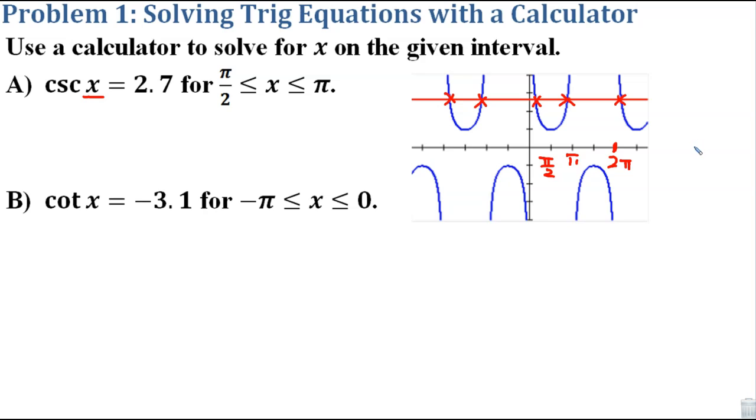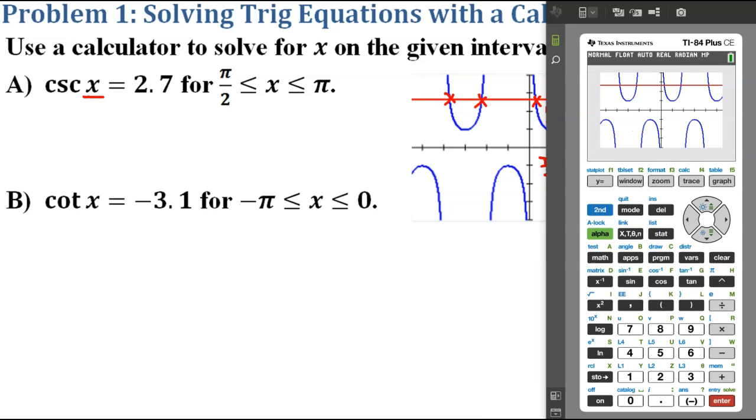Now I'm going to say I only want one of them. I want the one between pi over 2 and pi. That's why we gave you that range. So in other words, I want the solution between these two values. I want this second positive solution. Okay, so let's pull the calculator back up to find that.